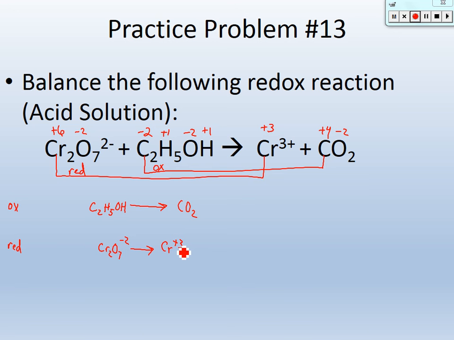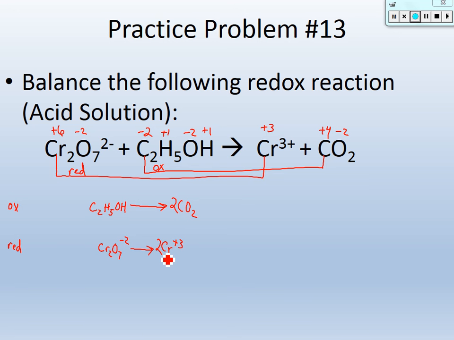It says balance the atoms other than oxygen or hydrogen. Carbon is one of those atoms other than oxygen or hydrogen. There's 2 on the left. How do I get 2 on the right? Well, I need a coefficient of 2. Okay, let's go down to the bottom one. Chromium, there's 2 of them. How do I get 2 on the right side? I'll put a coefficient of 2. Okay, step 2 is now done.